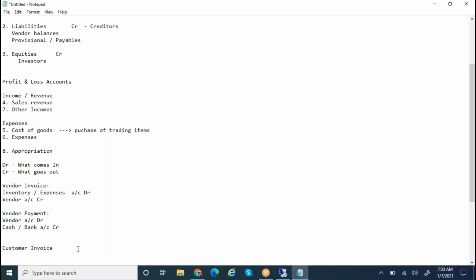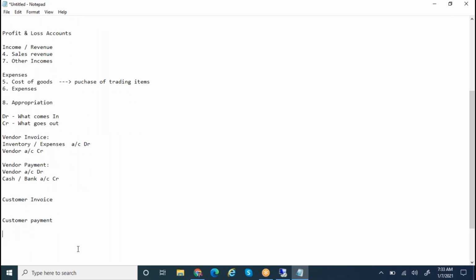Next, customer invoice. I am giving material to the customer and I need to receive money from the customer. Debit, what comes in? I am going to receive money. And revenue account credit. This is a revenue account.